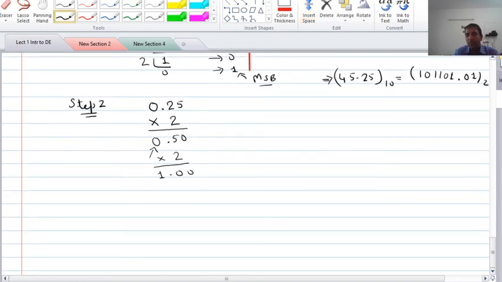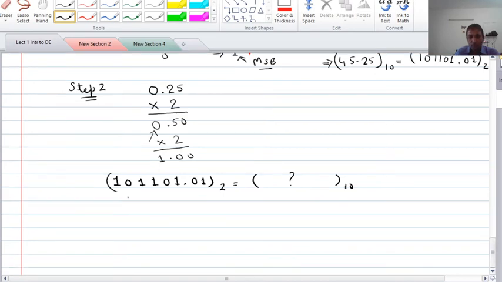We received a number that is 101101.01, and we want to convert it into its equivalent decimal value. So how can we convert? Just start writing this number, 101101. Leave it.